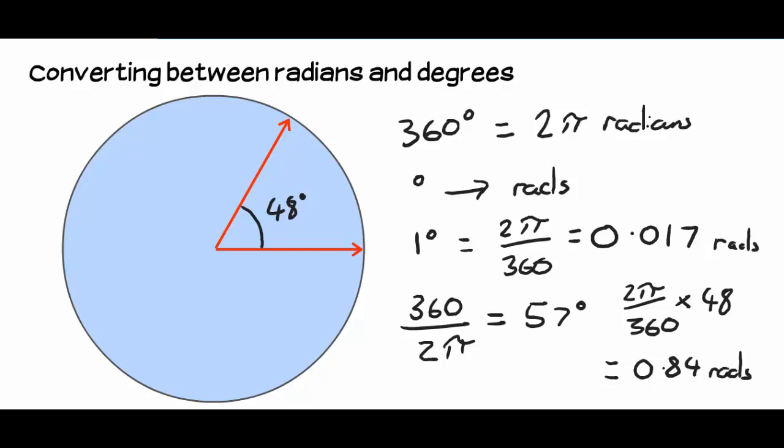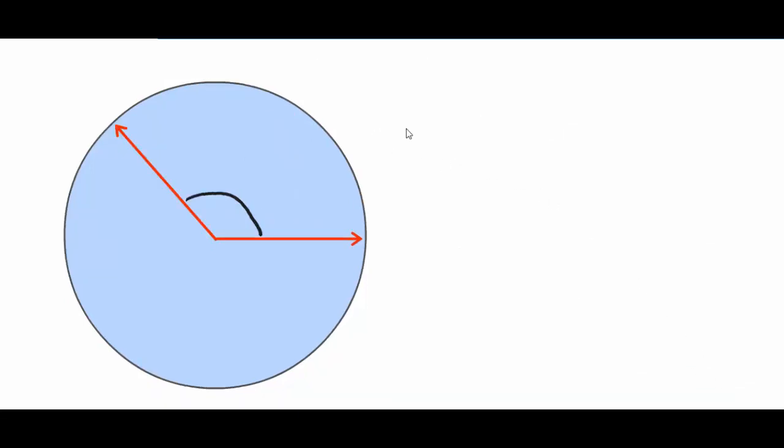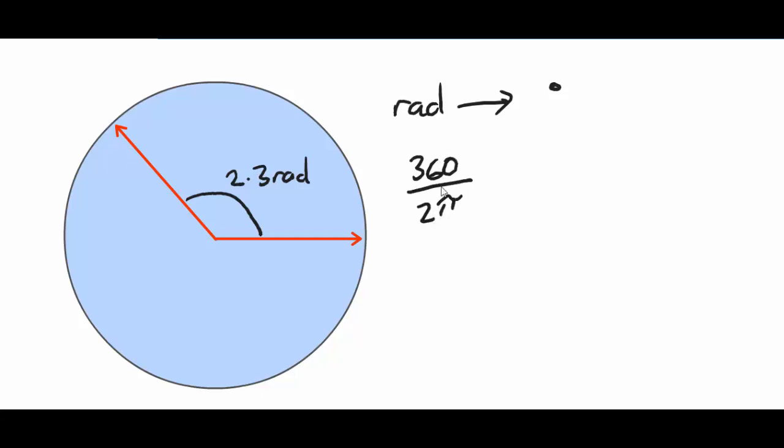And going the other way, now if we have a look at how we would convert from radians into degrees, let's say here we've got 2.3 radians. Then what I know is that 360 degrees divided by 2 pi will tell me how many degrees there are in a radian, and then if I multiply that by 2.3, that will give me an answer of 131 degrees, or 132 rounded.